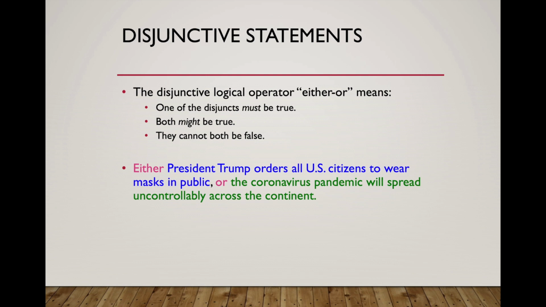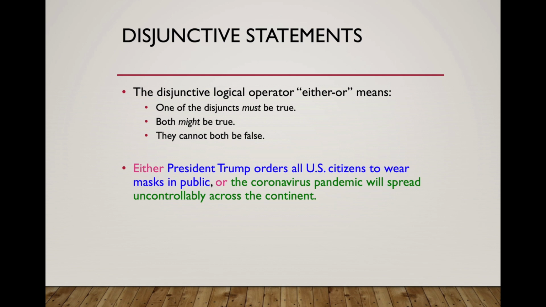But how do we read this? How should we understand it from a logical point of view? From the perspective of deductive reasoning, we read this as either President Trump orders U.S. citizens to wear masks in public, or the coronavirus pandemic will spread uncontrollably across the continent, or both of these things will happen. In other words, we know one of the disjuncts must be true. They both could be true. And so knowing that one of them is true doesn't really tell us anything at all about the truth of the remaining disjunct.